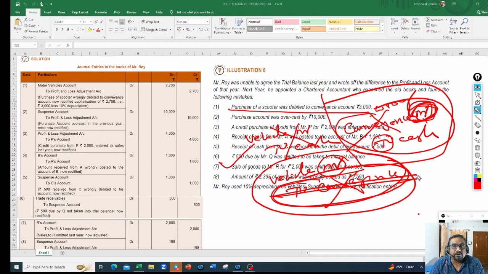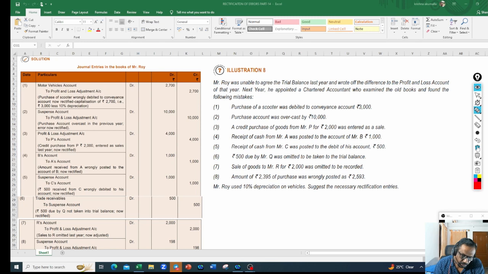But which account do I need to credit then? P&L adjustment account. So let me write the proper entry now. Vehicle account is the debit. Actually speaking, we are supposed to write conveyance account, but we should not. Why? Conveyance account was already transferred to profit and loss account, and it got closed in the previous year itself.